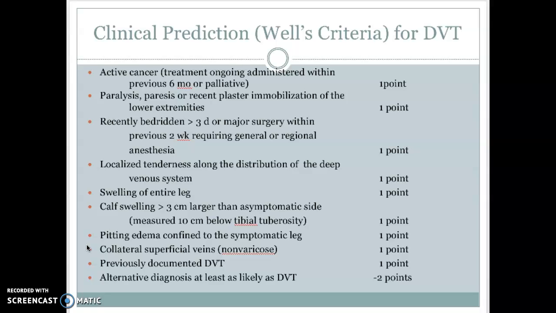If they have local tenderness along the distribution of the deep venous system, here's Dr. Kraut's anatomy coming in to help you out here. We kind of know where those major veins are in the lower extremities. If we have tenderness right there, that's a point. If the entire leg is swollen, that's a point. And then specifically in the lower leg, if the calf is greater than 3 centimeters larger than the other side, that's a point.